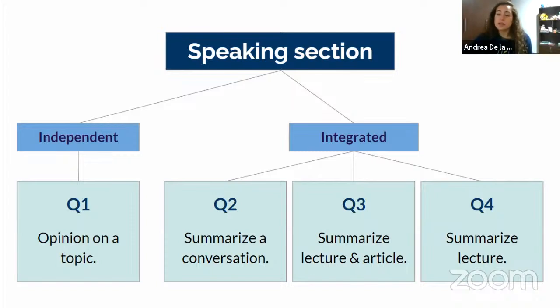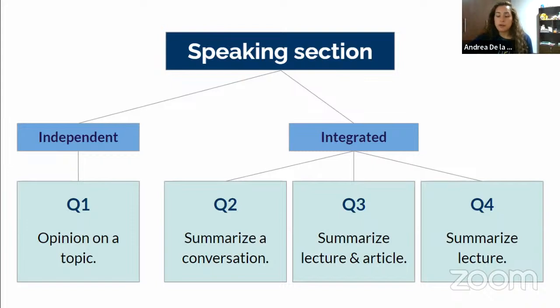So yes, exactly as Christian is saying, in the independent questions in general, and this is the same we are going to see for the writing section, what you have to do is just talk about yourself, give your opinion. You don't have to read or listen to anything but the question. You have the question and then you answer it right off. And it's just about yourself. It's about your opinion on something.